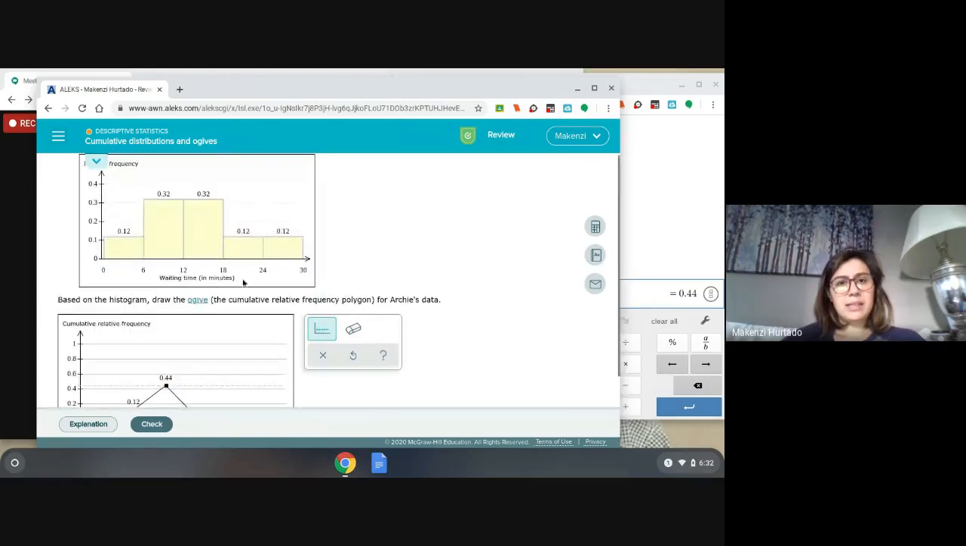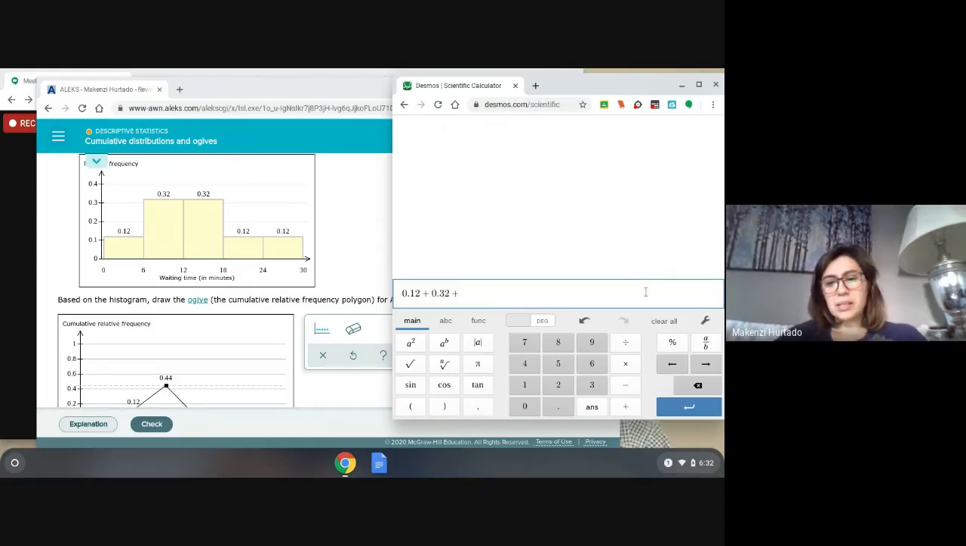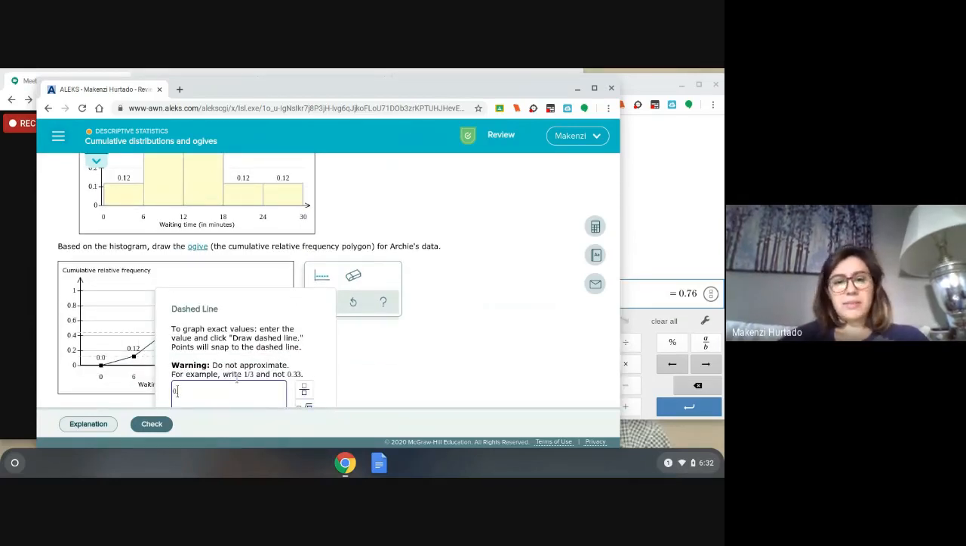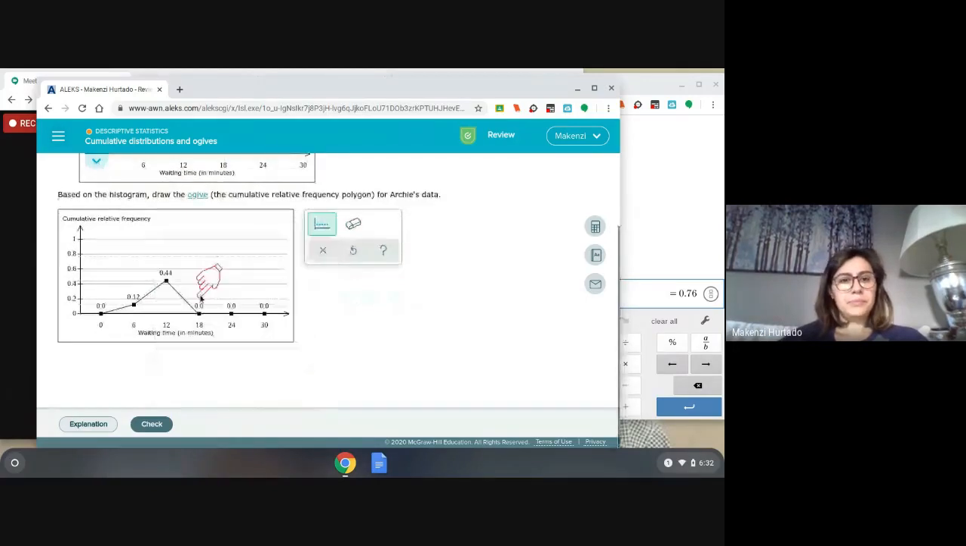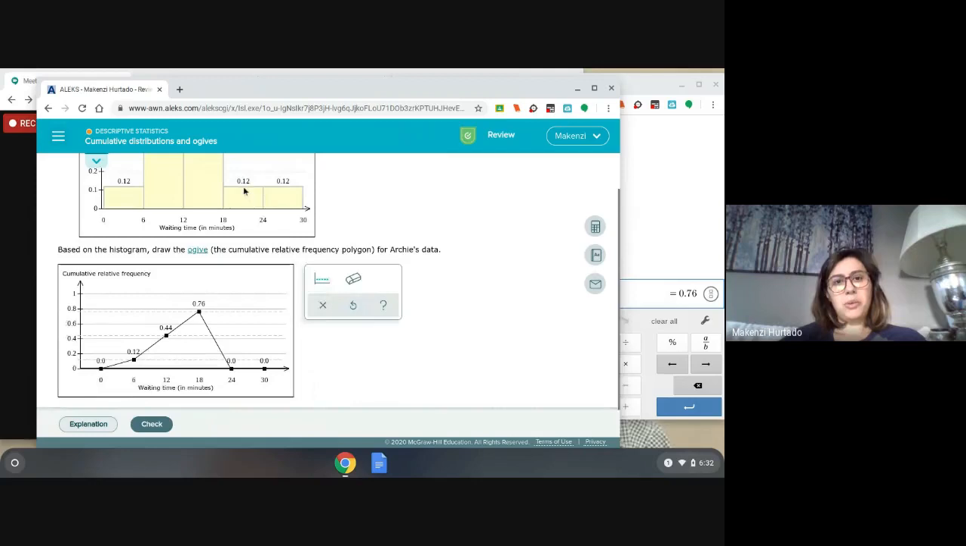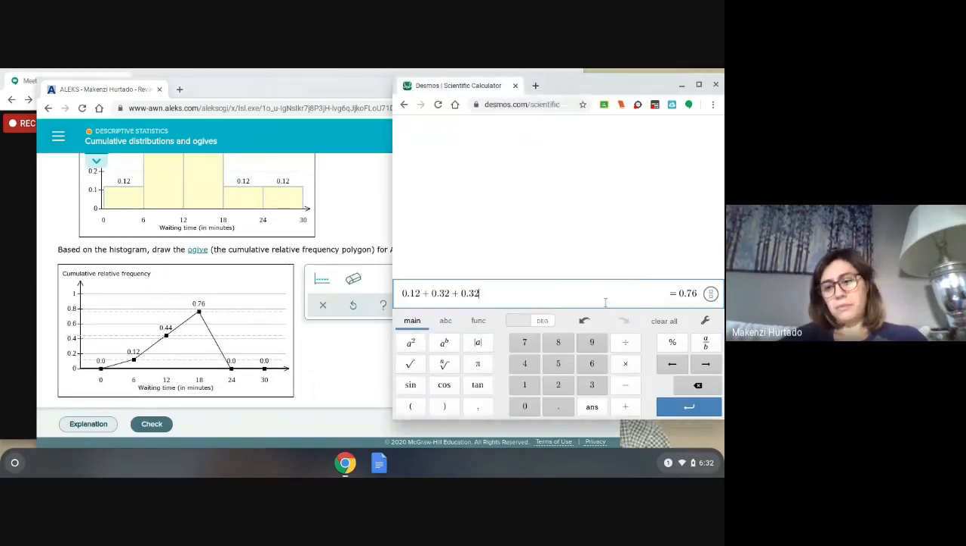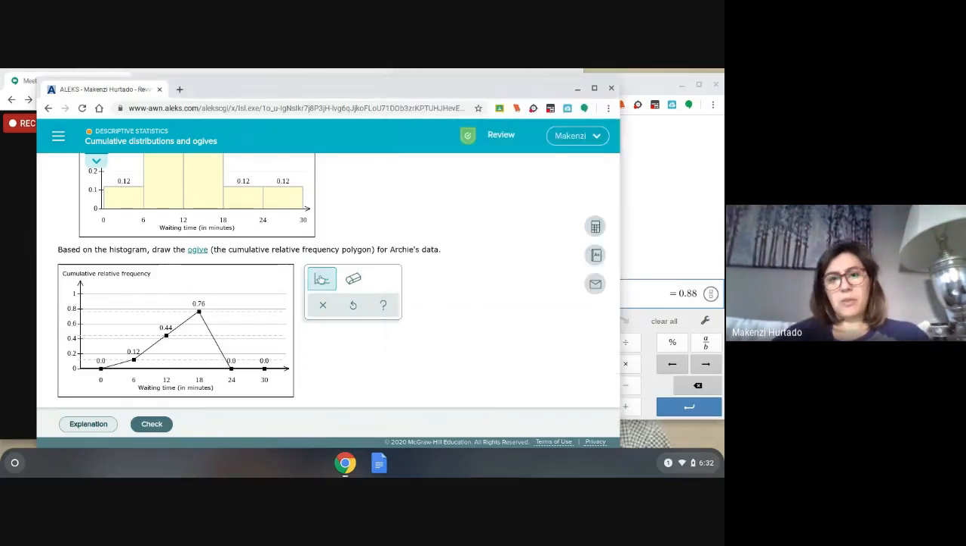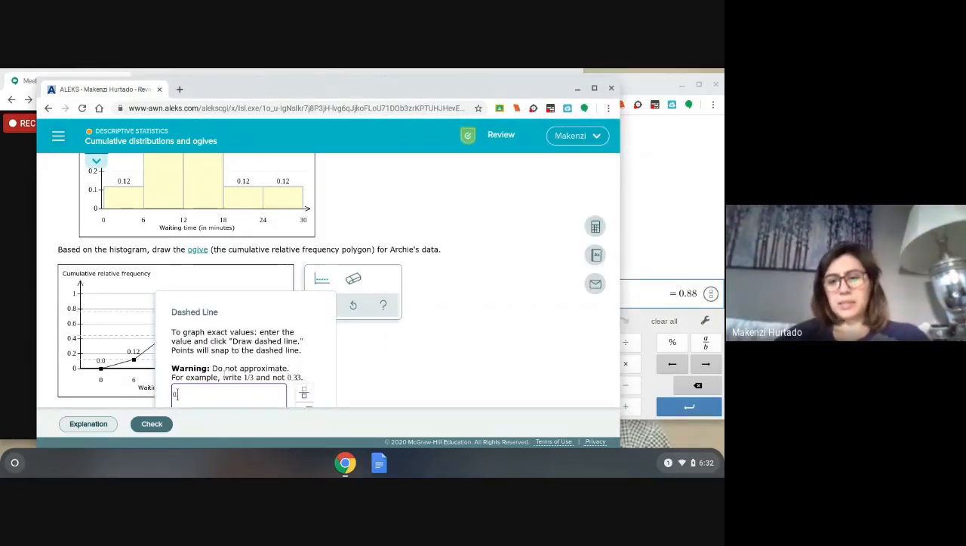My next endpoint is at 18, and that's another 0.32 added on. So now it's all three of these numbers added together. So I'm going to put a plus 0.32, and now I'm at 0.76. So again, draw the dashed line, 0.76, drag it from 18 to 0.76. At 24, we're going to add on 0.12. Now I'm at 0.88, draw the dashed line, type in 0.88.